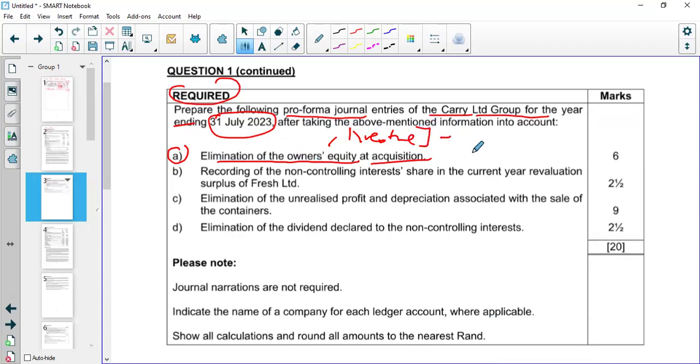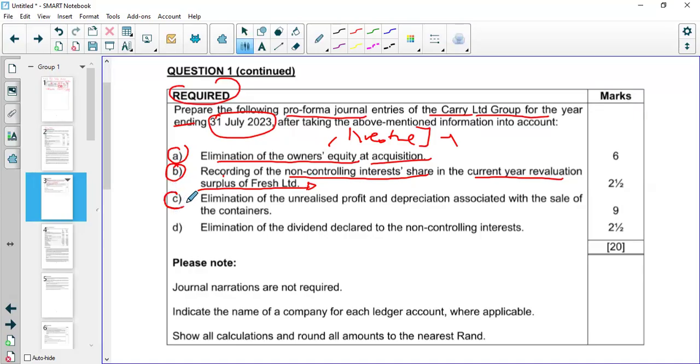This is a very, very basic journal entry that we wouldn't expect a student at any level to struggle with, because it's the very basic introduction. Elimination of the owner's equity is a very basic journal entry, so it's a journal entry you should do without any difficulty. And question B says, a recording of the non-controlling interest share in the current year revaluation surplus of Fresh Limited.